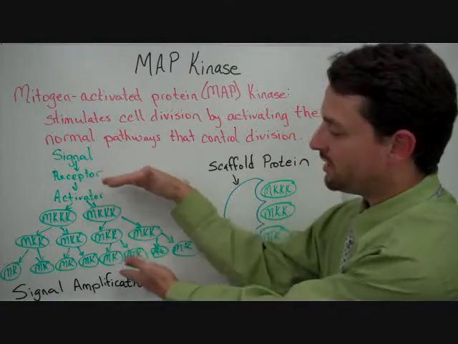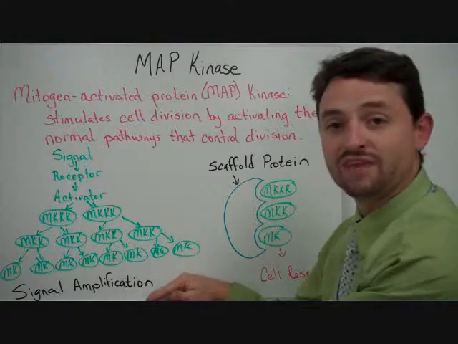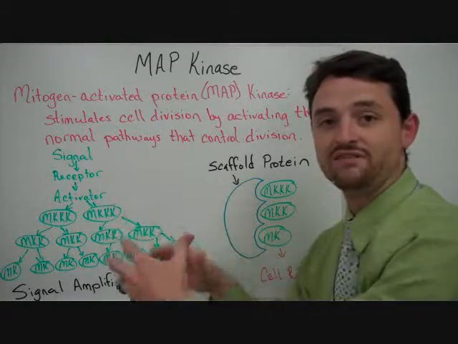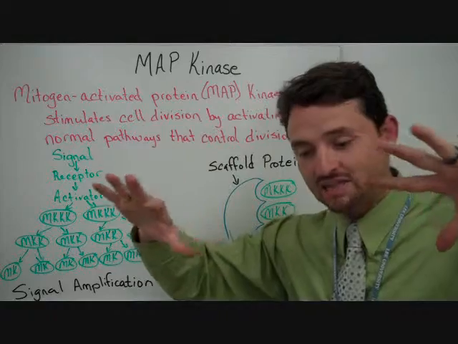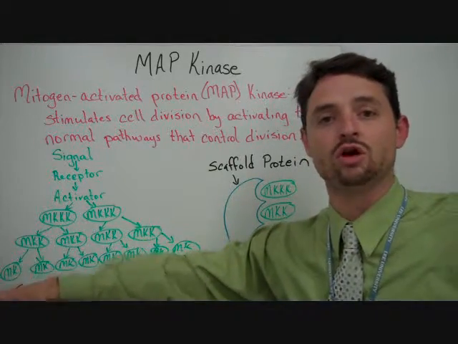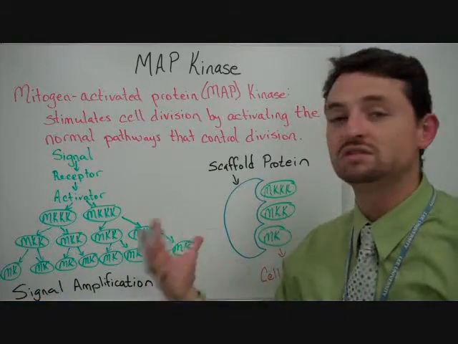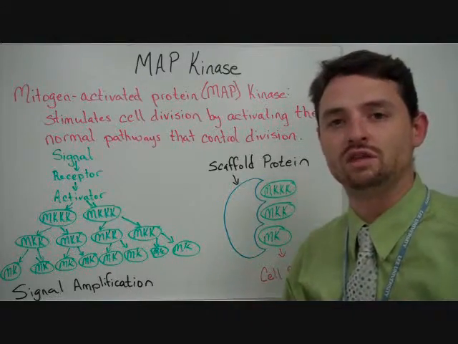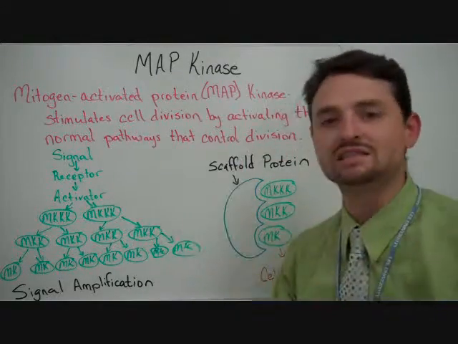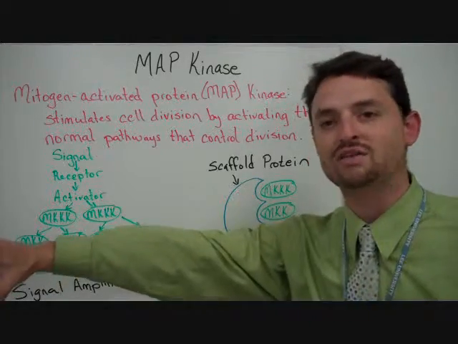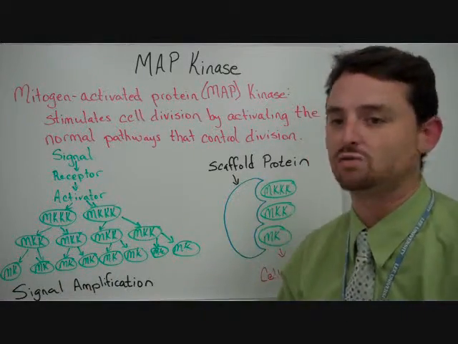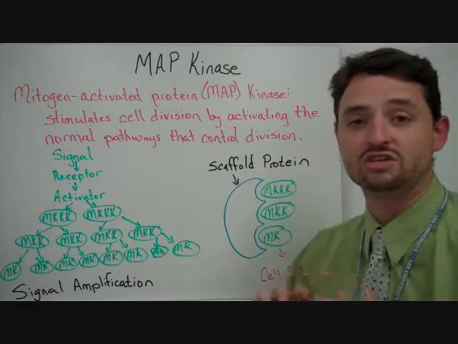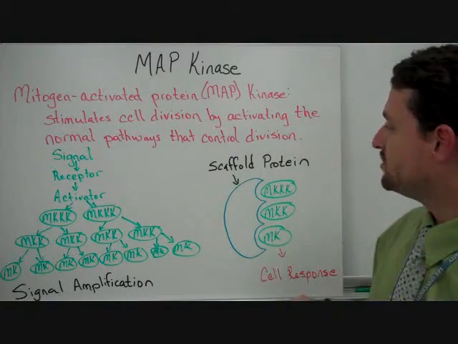Now what you see here is what we call signal amplification, or a cascade effect, where you start with one and then as it goes down it continues to get larger and larger, and that allows the cell to not slowly work into cell division. If the cell's supposed to divide, it sends a signal, and there's enough activators in there to make that process work. That's called signal amplification. It gets bigger as it goes, as you can see.